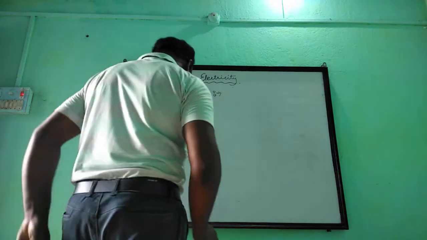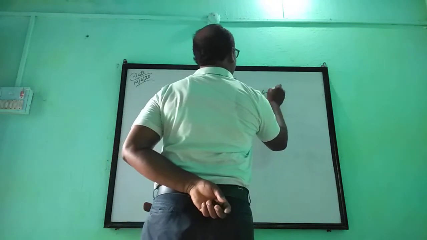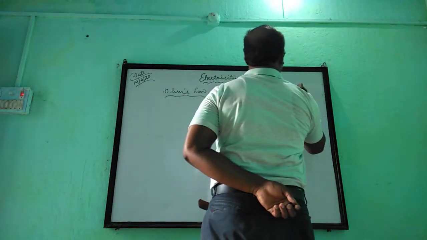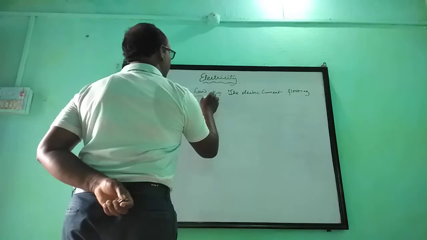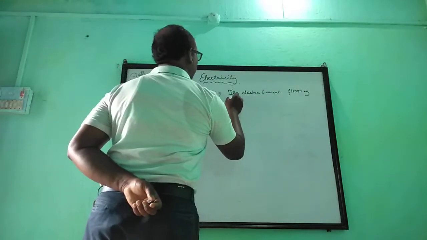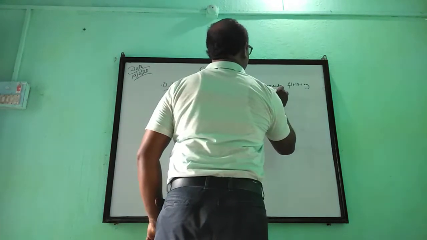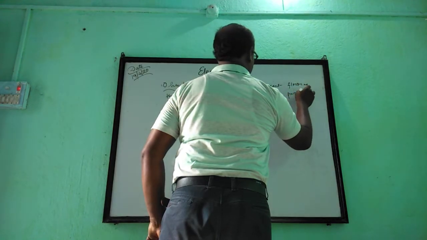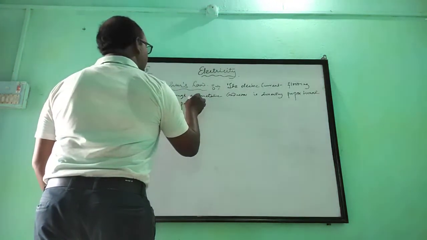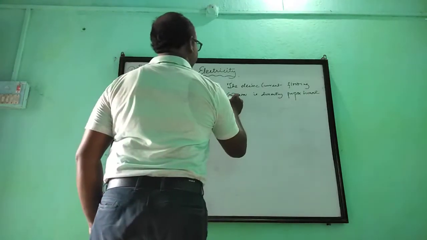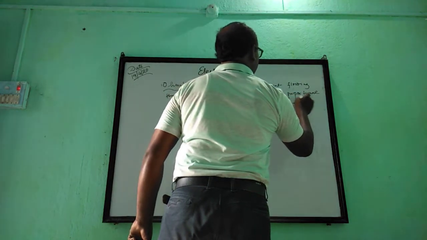According to Ohm's law, the electric current flowing through a metallic conductor is directly proportional to the potential difference across its ends.